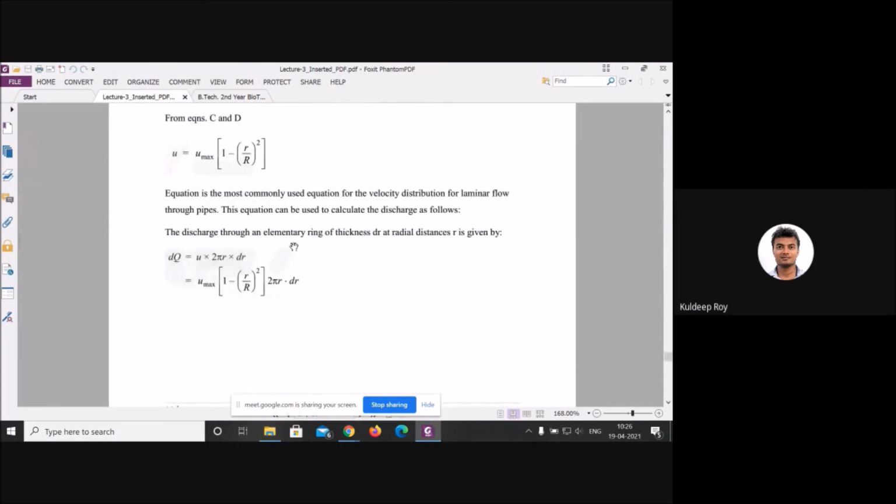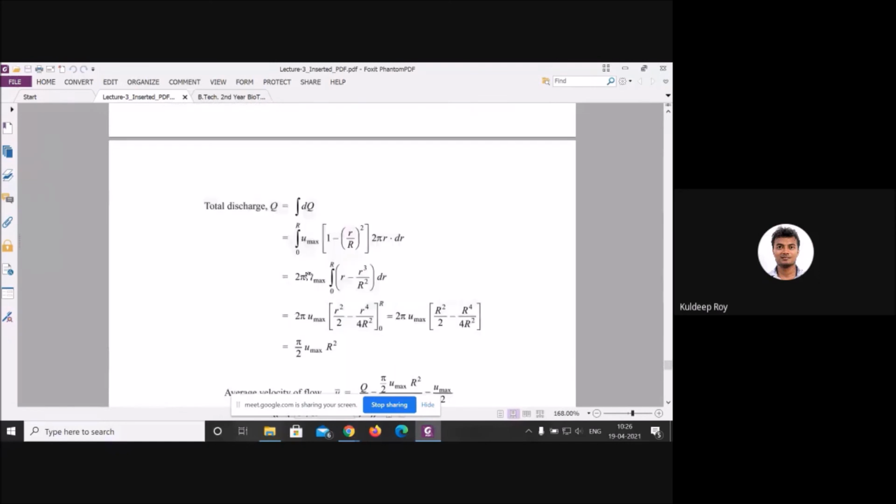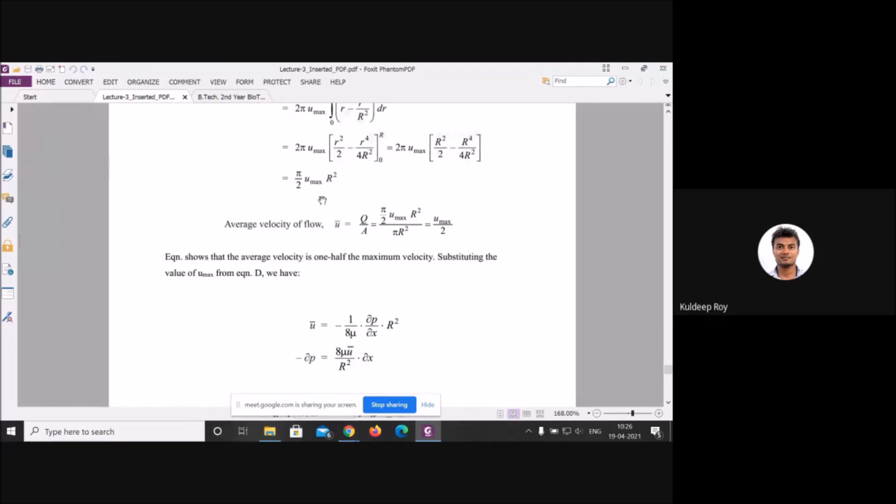Now we have to define in terms of your discharge coefficient also. The discharge coefficient: dQ equals velocity multiplied by 2 pi r, the perimeter, multiplied by the change delta r. Just put all these values in, integrate this thing, and you will get this value.